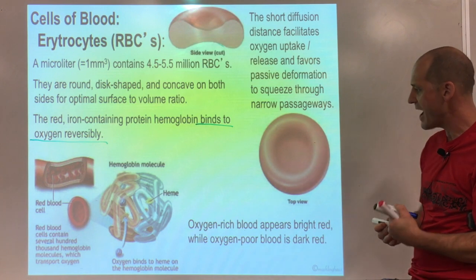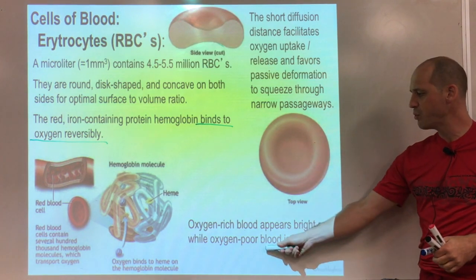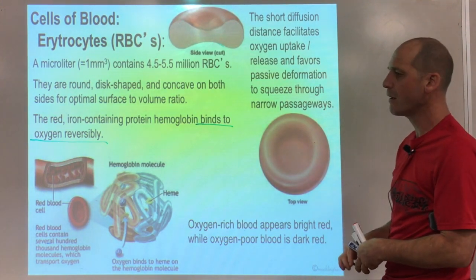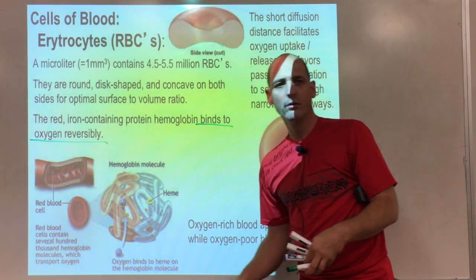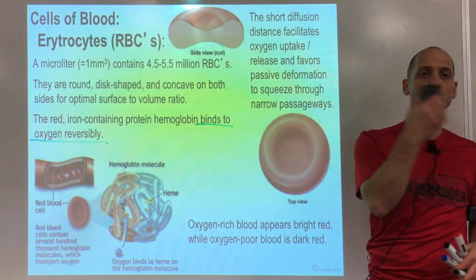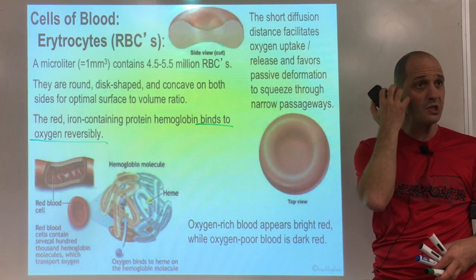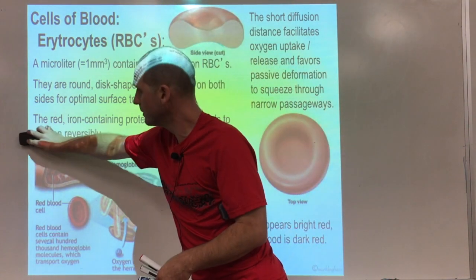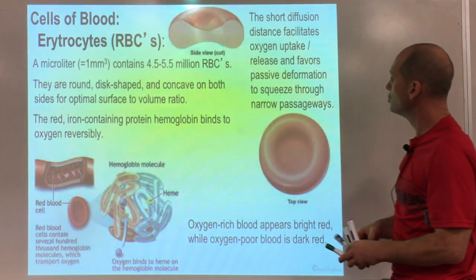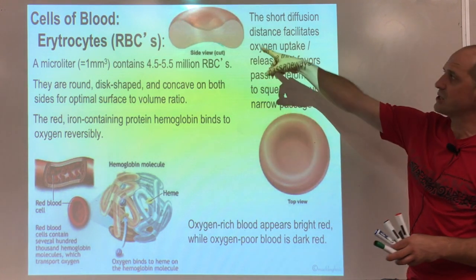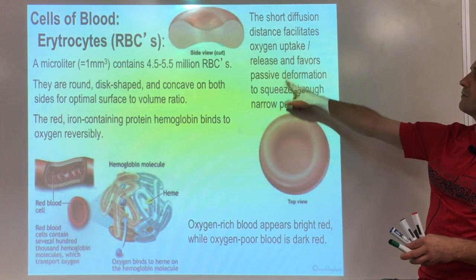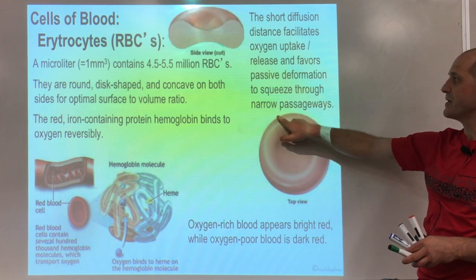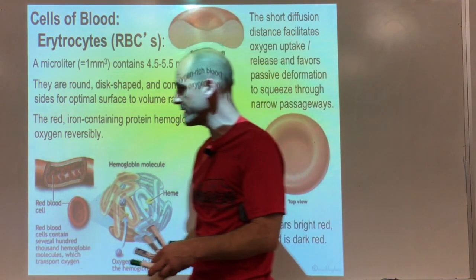Oxygen-rich blood appears bright red, and oxygen-poor blood is darker red. That's where the idea of blue and red blood vessels comes from. It's the oxygen for them. The other reason why this shape is cool, it's good in passive deformation, and those little things can squeeze through blood vessels and narrow passageways easily.